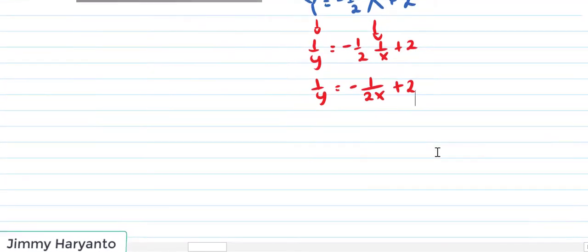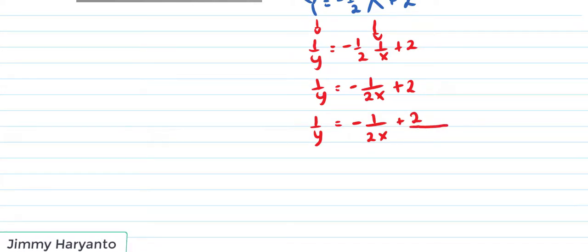Okay, to make it easier, I can make the denominator equal, negative 1 over 2x plus 2. Okay, I have to make this 2x. I cannot do this alone. I have to multiply the top one by 2x also. So I have 1 over y.